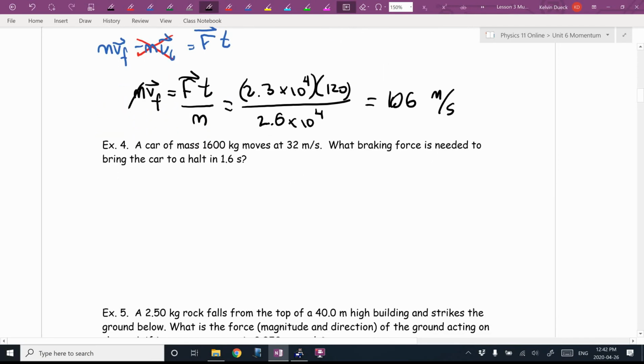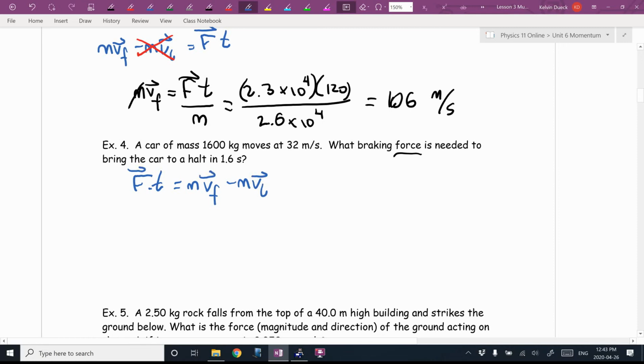I can use a similar trick for number 4. So number 4, they want me to find the force. Don't write this down. I could go F equals ma, and then I could find a, and then I could find the force. Or, because I notice that we're given time, and it wants a force, and I see a velocity and a mass, I can use impulse equals impulse. I can say that force times time equals mv final minus mv initial.